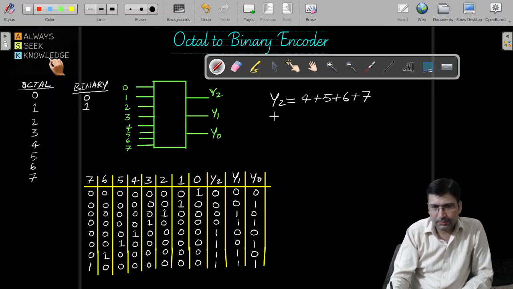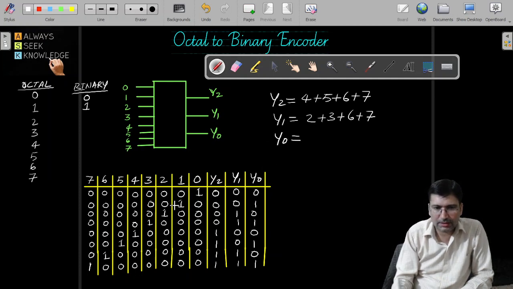Now if you write for y1, we will get high at these 4 places. So it is 2, 3, and then 6, 7. So y1 is 2 or 3 or 6 or 7. Similarly, for y0, it is high at 1, 3, 5, 7. So y0 is 1 or 3 or 5 or 7.